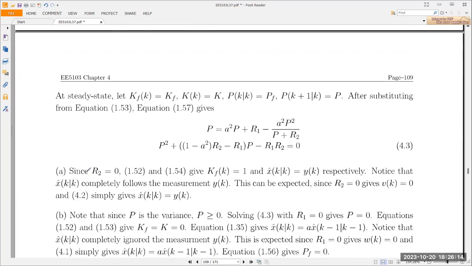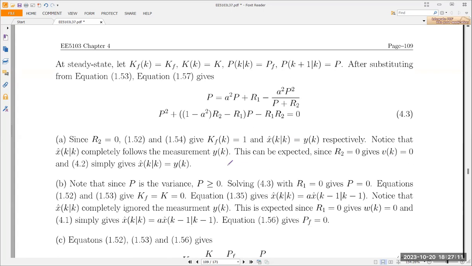Okay, so now let's start. R2 equals 0. So you see 52 and 54 will give KF equals 1. 52 is this. Since this is 0, and C is 1, then this is PK over PK. So KF is equal to 1. So 52 gives KF equals 1. 54 will give your estimate equal to Y. 54 is this one. Since this is 1, this one will minus this one. C is 1. So X hat at k|k is equal to Y(k). So all you get is just this.